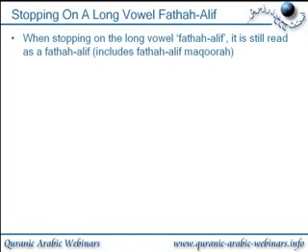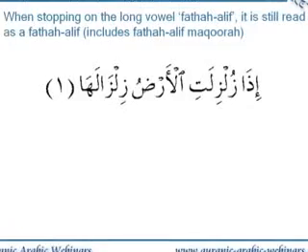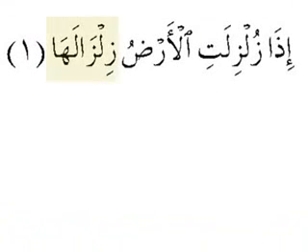Now, when stopping on the long vowel fatha alif, it is read as a fatha alif. Okay, and this also includes the fatha followed by the alif maqsura. So let's just see what we're talking about here. So at the end of the sentence here, we have a word which is zilzalaha. Okay, so it's ending with the fatha alif. So what we do here, we read the fatha alif just as it is. So if you're going to end here, it would be zilzalaha, and you just read it as 2 long as per normal.